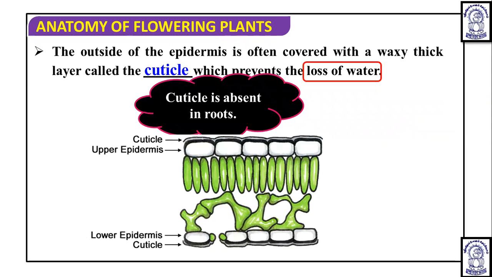Then you will see the presence of the cuticle like this. The upper epidermis is covered by a cuticle, as you can see, and the lower epidermis is also covered by a cuticle. So on both sides, the upper and lower epidermis are covered by a cuticle, which is impermeable to water. So it will not allow the leaf to lose water.